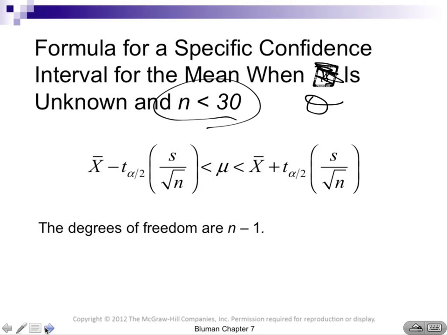Instead of sigma, we're going to use s, which is the sample standard deviation, and we're going to use a t-score, t alpha over 2, instead of the z-score. So remember, you have to pay attention to sample size to decide whether you need to use a z or a t. And degrees of freedom, this was what was really important from the other slide, is n minus 1.